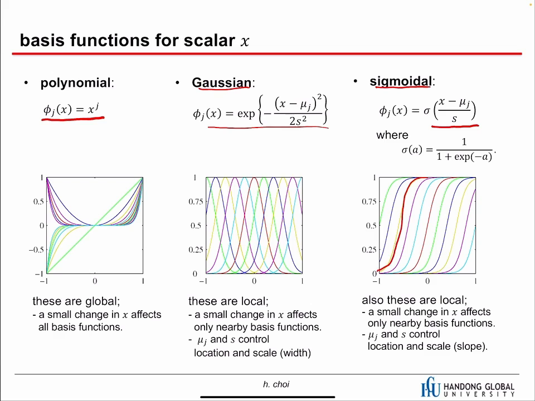If we change this mu j, then this function moves. And if we change this s, then it can change the shape like this, or we can have it steeper.